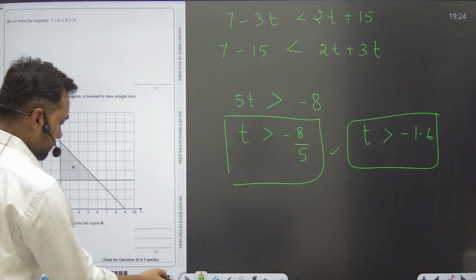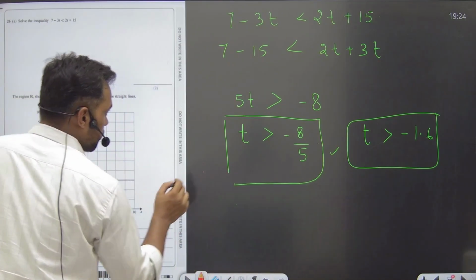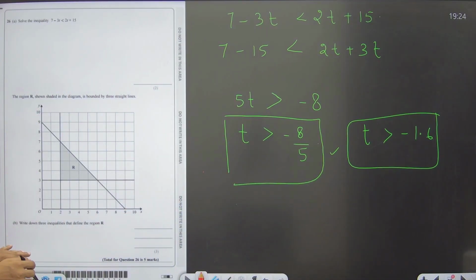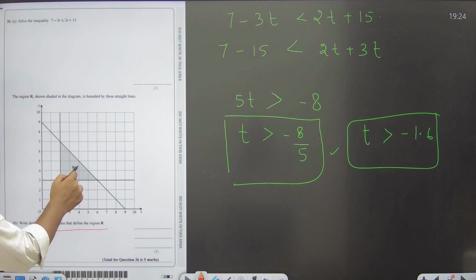Now see here, for this question, region R shown shaded in the diagram is bounded by the 3 straight lines. Write down 3 inequalities that define the region R. Means the region they are asking for is this one.